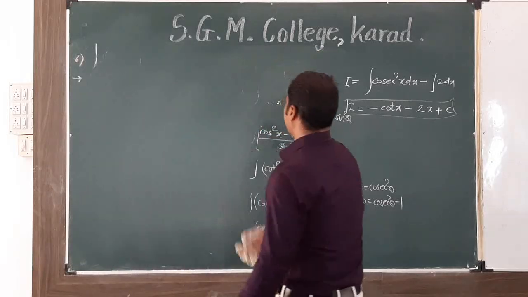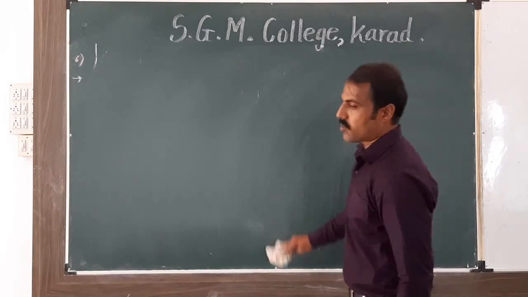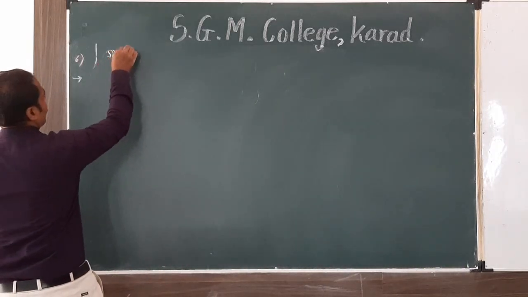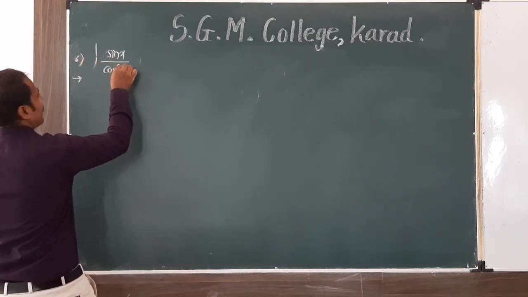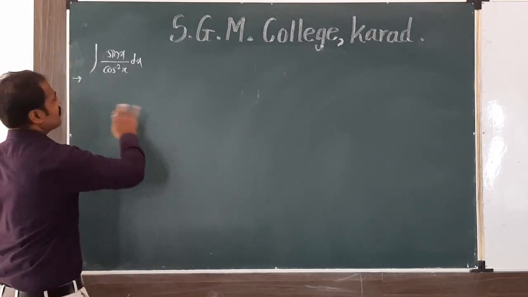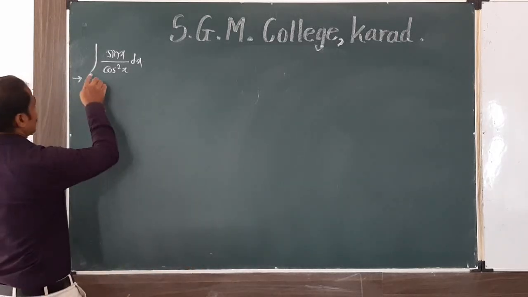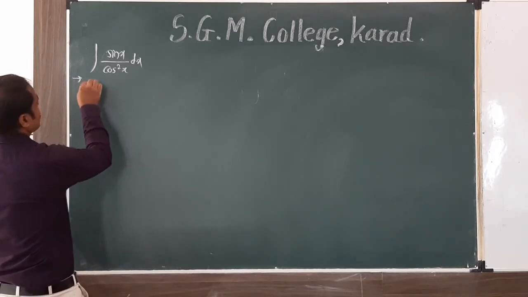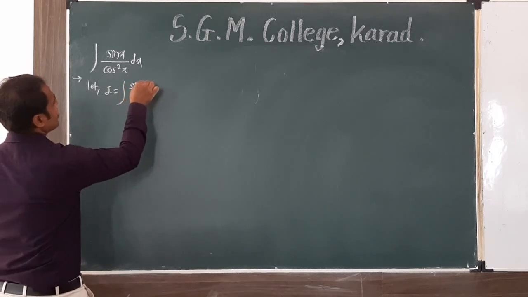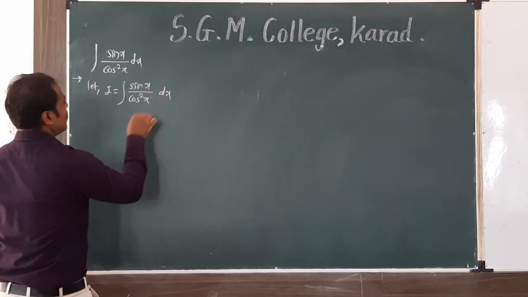Evaluate integration of sin x divided by cos square x. Okay, I will say once again, these examples are very easy, extremely easy, you just need to remember the formulas. Okay, since it is an example of integration, so first let I is equal to integration of sin x divided by cos square x dx.